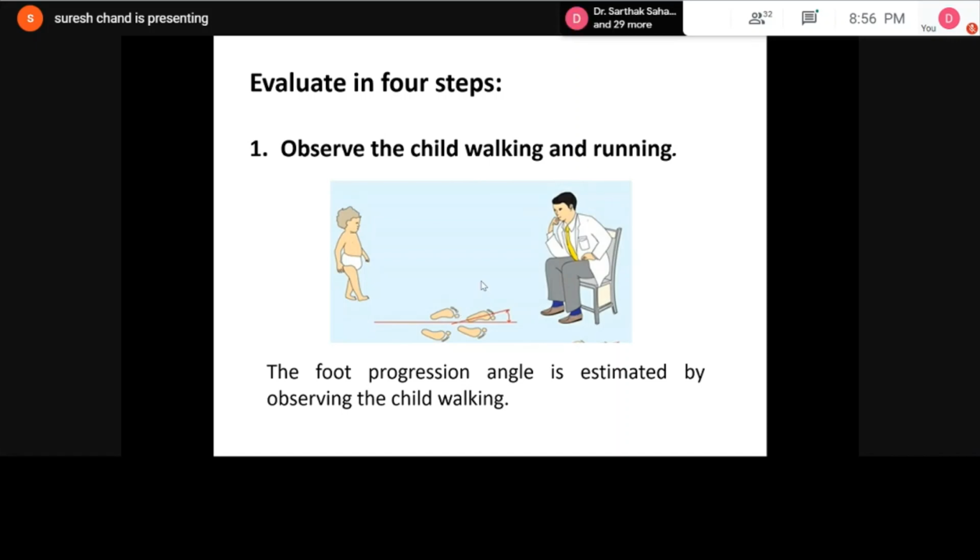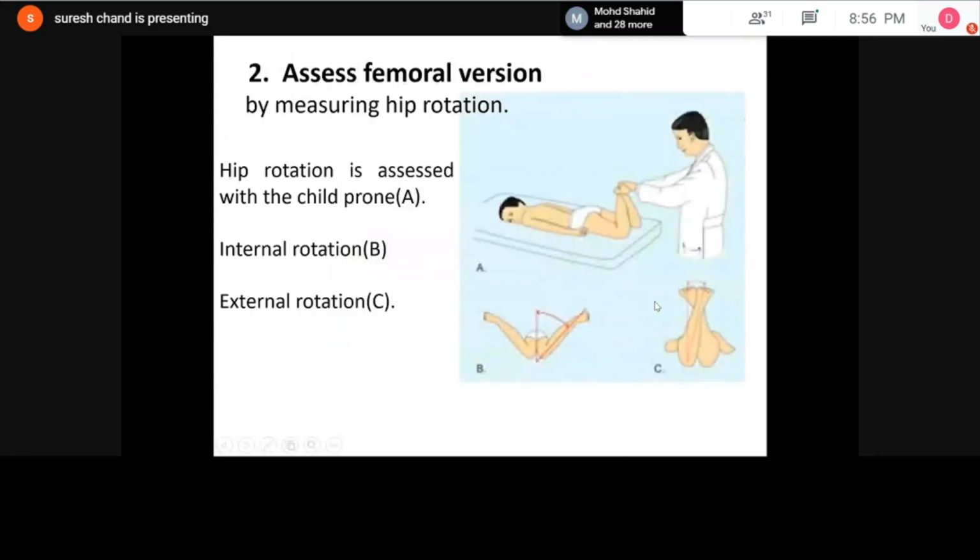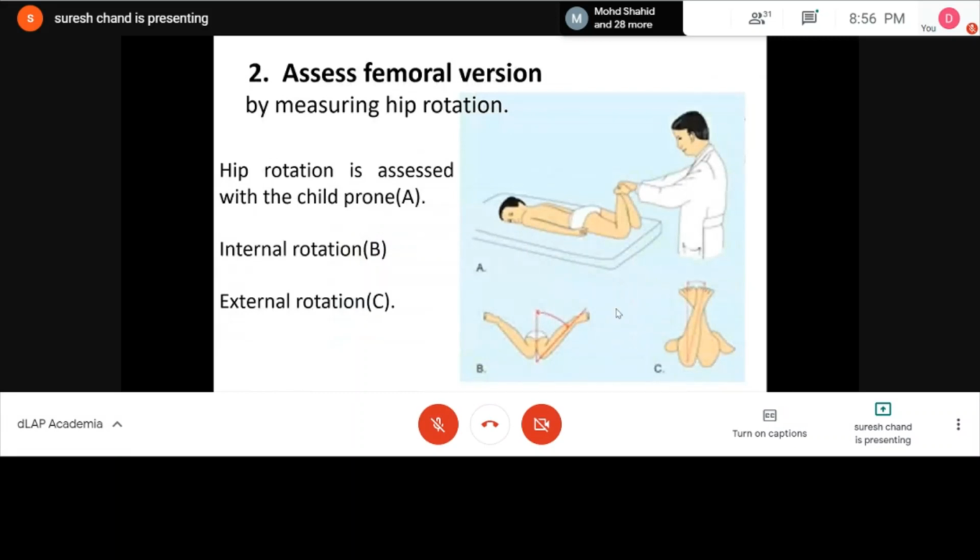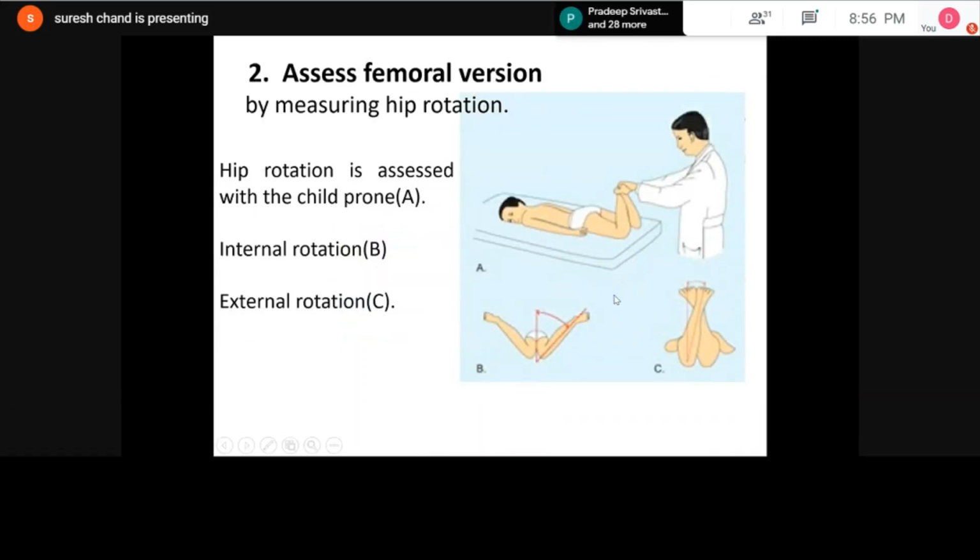Or if he walks with extorsion or out-toeing, it will be too much of foot progression angle. So observe and measure the foot progression angle. Then assess the femoral version with internal rotation and external rotation at hip. If child has too much of internal rotation, that suggests that he has too much of femoral anteversion. Compensatory decrease in external rotation again suggests that he has too much of femoral anteversion.